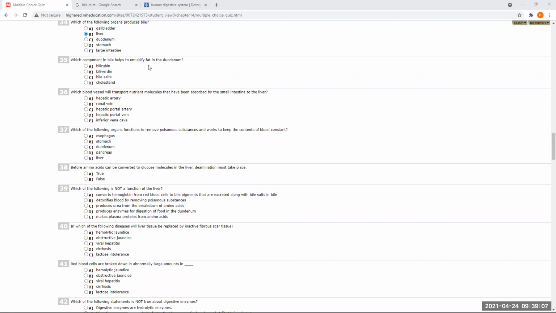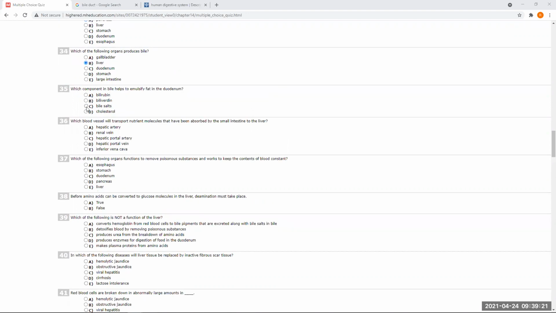Which component in bile helps to emulsify fat in the duodenum? The salt. I hear A. I think it's C, bile salt. Right, it is the bile salts. And when we say emulsify, give me another word for emulsify. Dissolve. To combine. Break down and dissolve. To break down. I like the word break down better. Who said that?